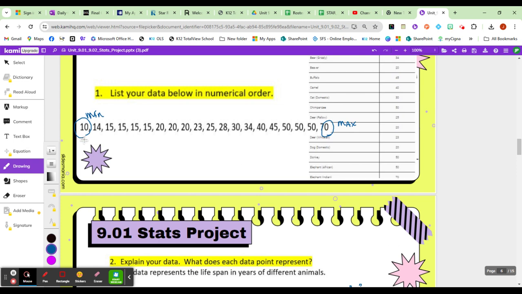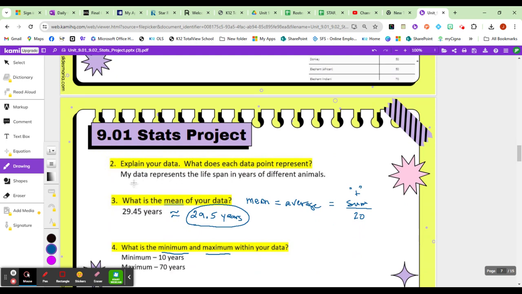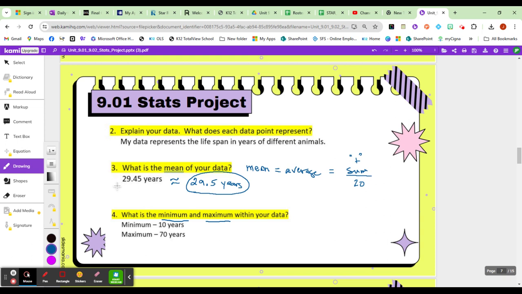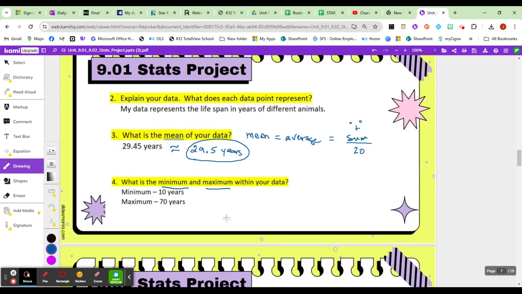For number 1, you do have to list those numbers in numerical order, so smallest to largest. For number 2, you have to explain what your data is, what it represents. And I wrote my data represents the lifespan in years of different animals. You would write whatever your data is. Number 3 is asking us to find the mean, which means average. So we're going to add up our 20 numbers and divide by 20, and write our mean here. You're going to need to use that mean again in your 9.02, 9.03, and 9.04 projects. And number 4 is asking us for minimum and maximum. So my minimum data is 10 years and my maximum data is 70 years. That's 9.01.